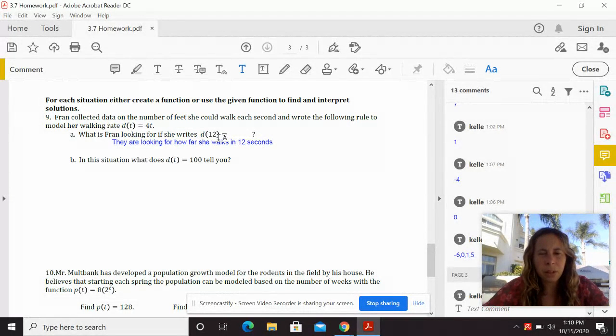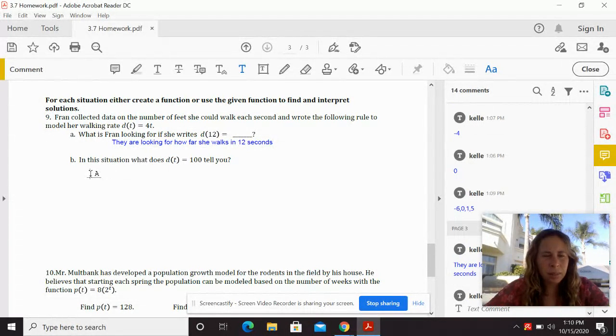Right. They're substituting 12 in for T, and T is seconds. So distance is D. So how far does she walk in 12 seconds? We don't need to figure it out, but we can. You would just substitute 12 in for T. So it'd be 4 times 12, which is 48. But you don't need to do that.